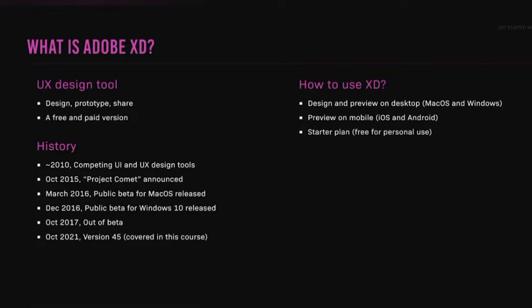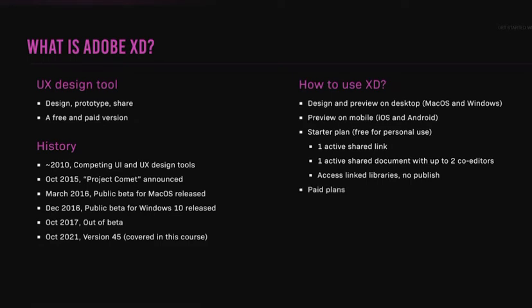So the starter plan, which is free for personal use, allows you to have one active shared link and only one active shared document with up to 2 co-editors. And you can access linked libraries, but you're not able to publish them. Whereas if you're going to use Adobe XD professionally, the paid plan has unlimited share links, documents, and libraries. The full Adobe font library is available, and you have 100 gigabytes of storage. But in this course, you can follow along using the free starter plan.